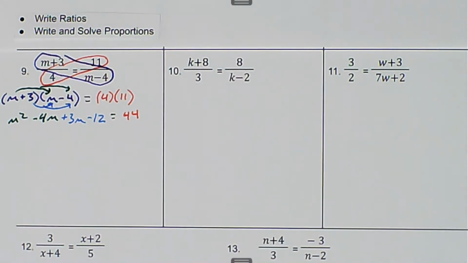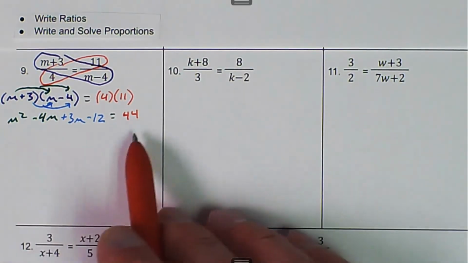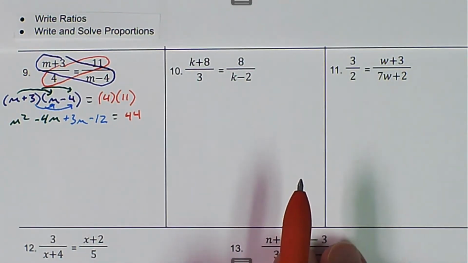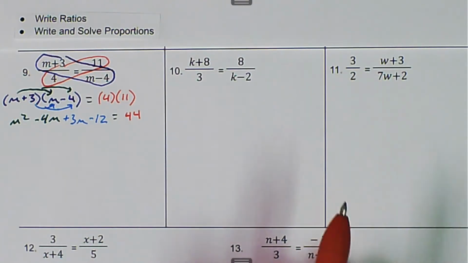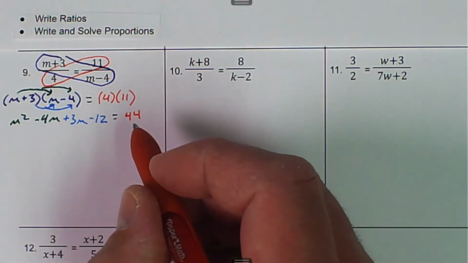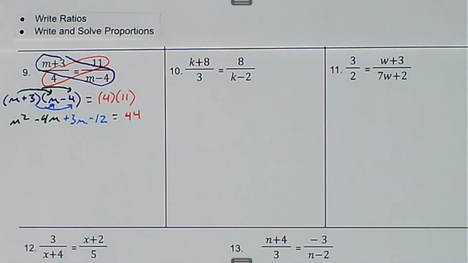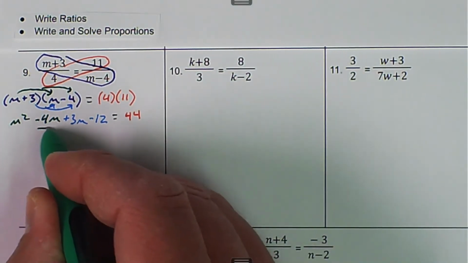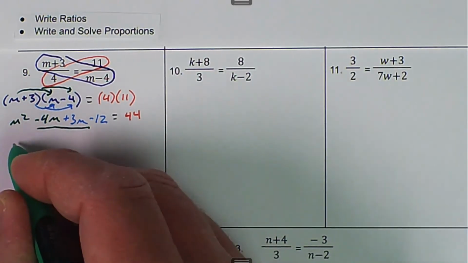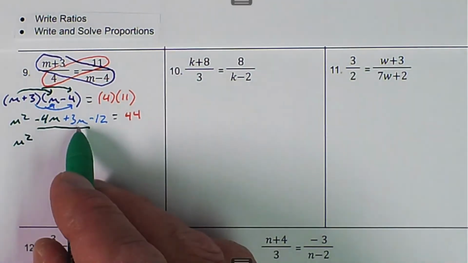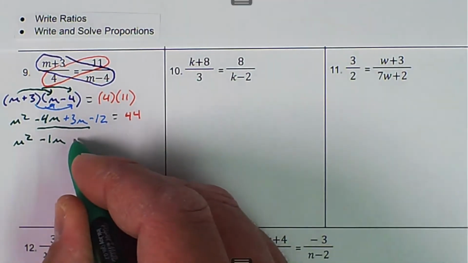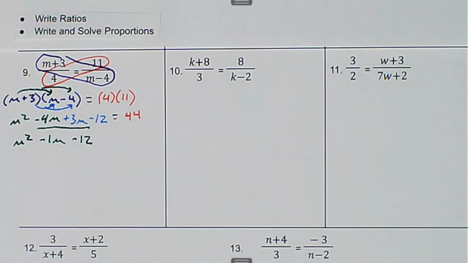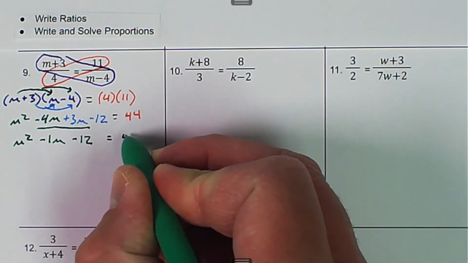Now, when we have a quadratic equation, in order to factor it, we need to have one side equal to 0. So we are going to subtract 44 from both sides. I guess before we do that, we should combine like terms. So we have a negative 4m and a 3m. So that's going to be m squared, negative 4 plus 3 is going to be negative 1m, and then minus 12. And that is still going to be equal to 44.